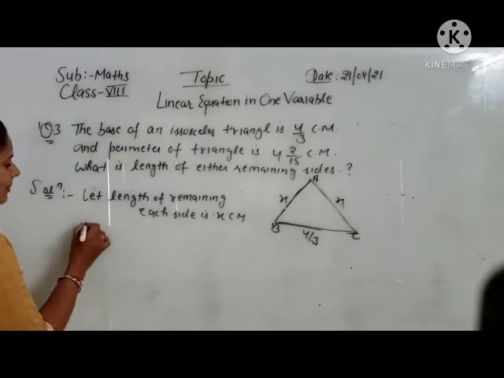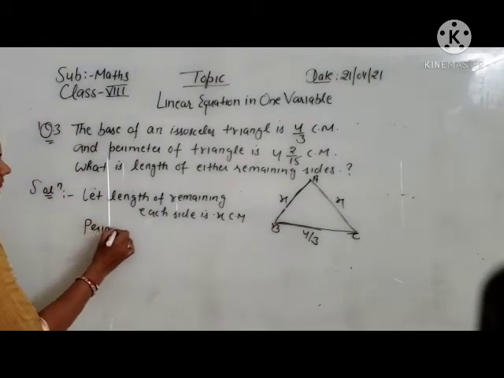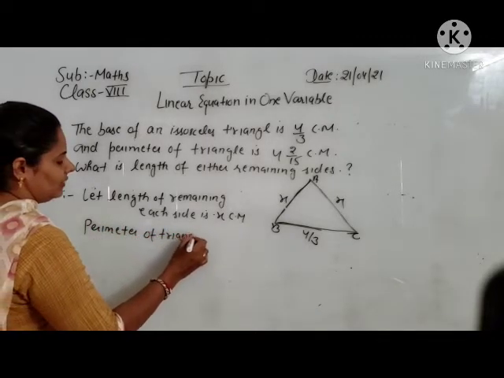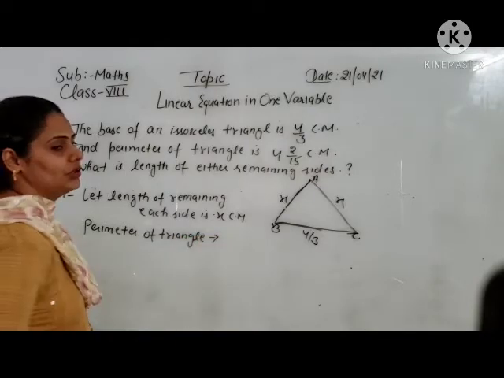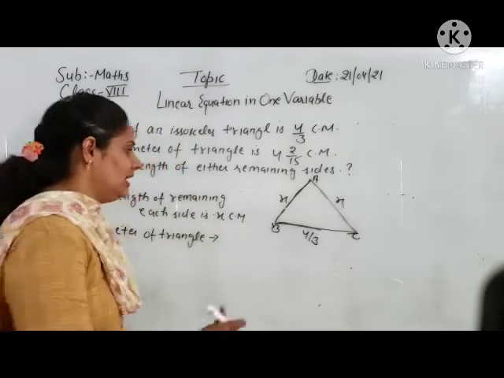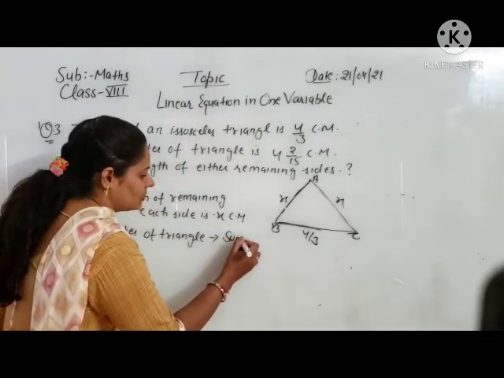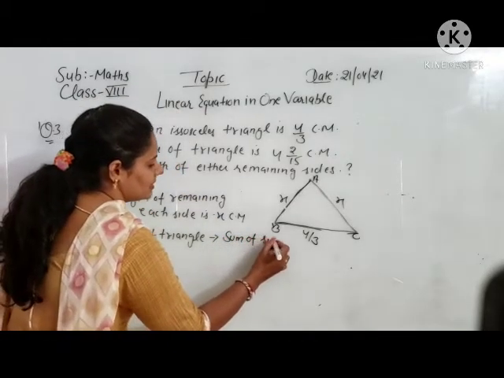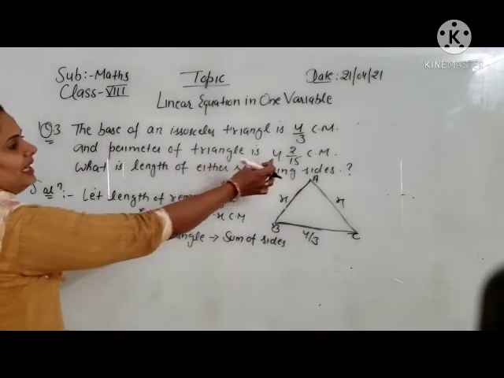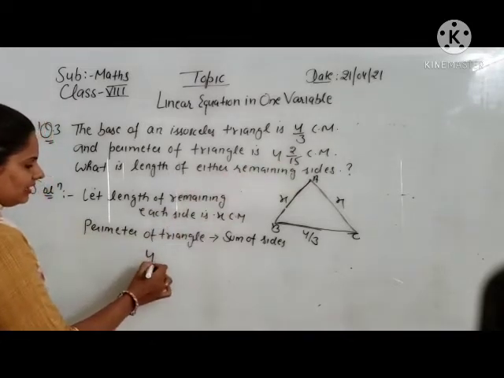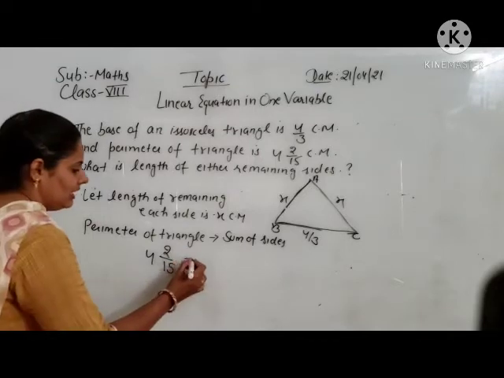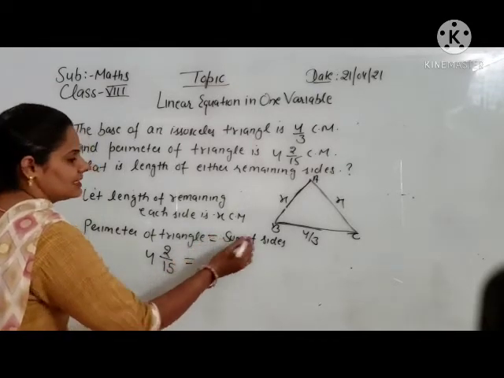Now you can see the perimeter of the triangle. So what is the perimeter of a triangle, or rectangle? I have already told you. What will the perimeter be? The sum of all the sides. Okay, the sum of all the sides. Now what is the perimeter? 4 2 by 15. It is already given in the question. So you will put at the place of perimeter 4 2 by 15 is equal to the sum of sides.